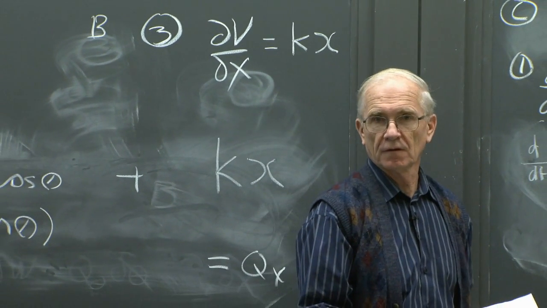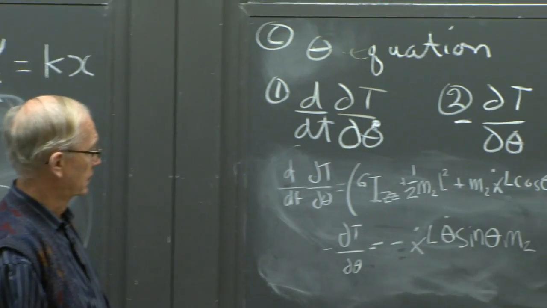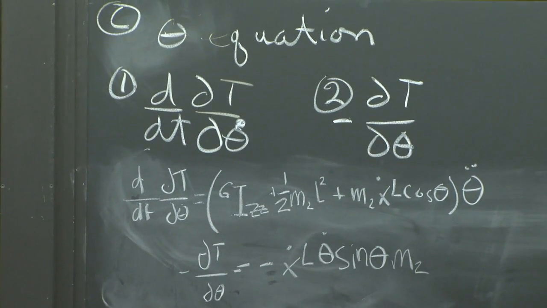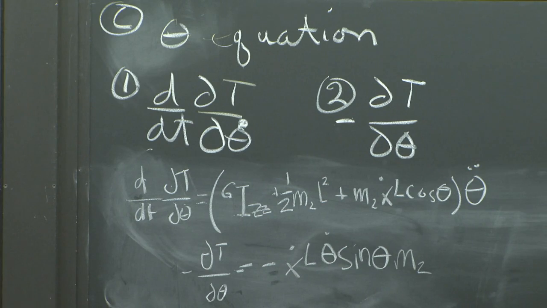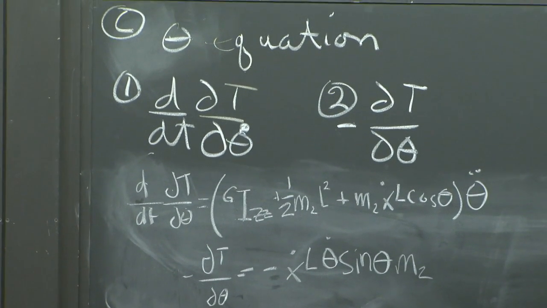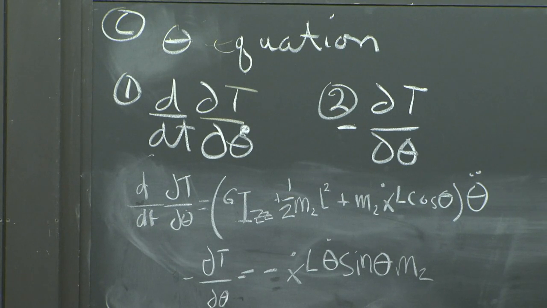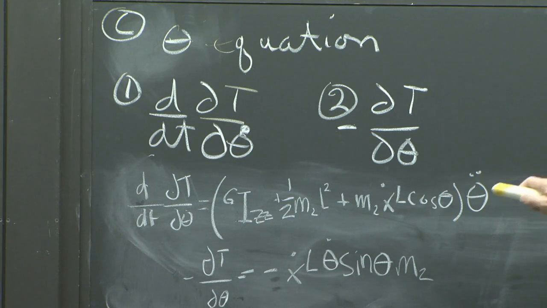Who's the check group here? What do you think? I think they may have misplaced the term. Pardon? Do you think there's a problem here? There might be. All right. Want to give me an alternative? It may be that their d by dt of d theta there should be in the time derivative, taken with respect to theta dot. All right. So we need the derivative of this with respect to theta dot.